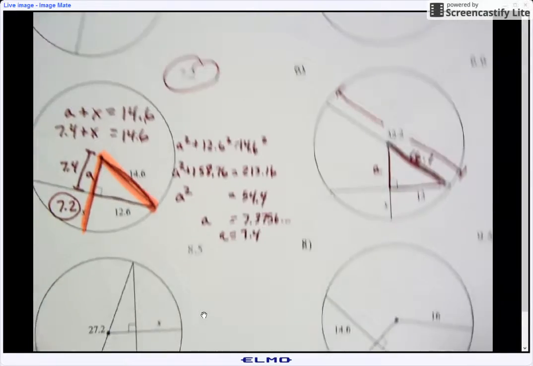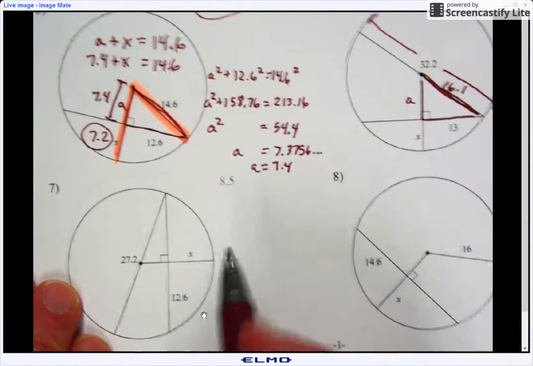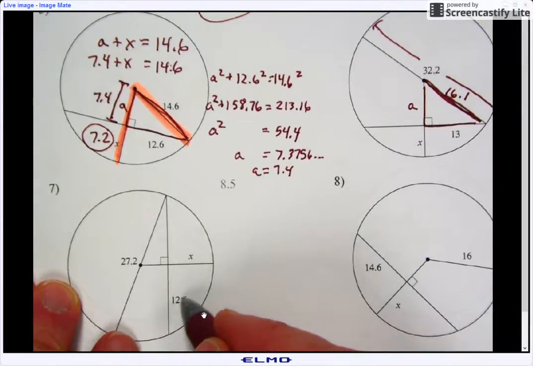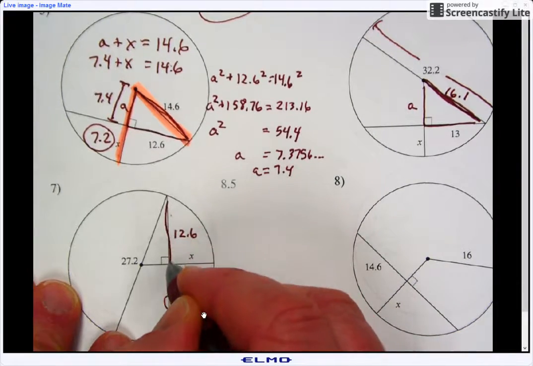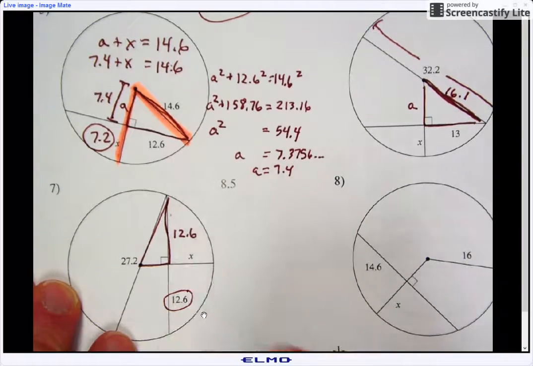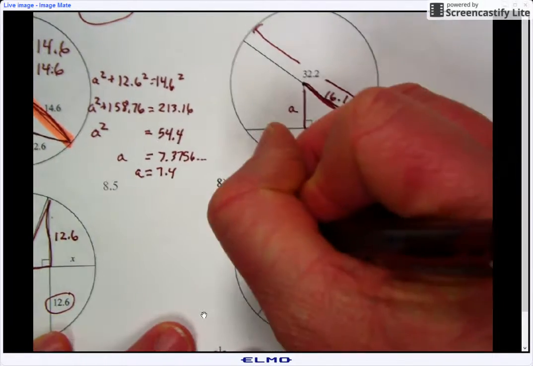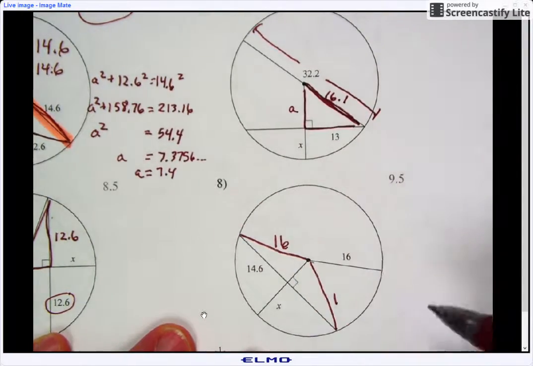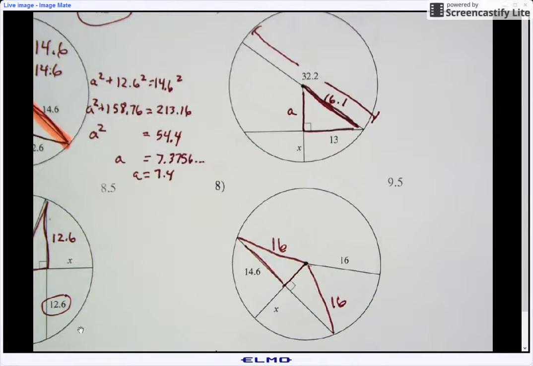Okay, 7 and 8 also have the same type of setup. If you notice, in number 7, you're trying to find the radius first. And we also know that this is 12.6, so this has to be 12.6. So we're going to find this little triangle before we can find out x. This one seems a little crazy, but every radius is equal. So you can draw in your own radius and put the 16 on it. You could draw one here and put 16 on it. And now you have essentially the same problem as the other ones. That is page 1.